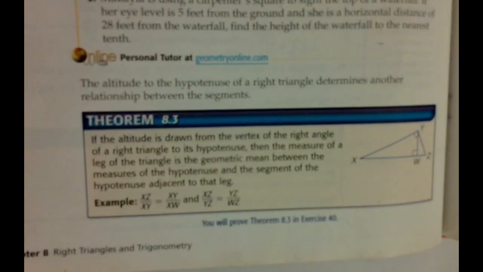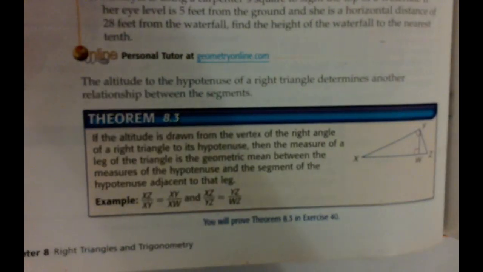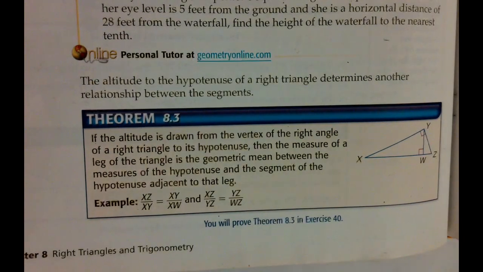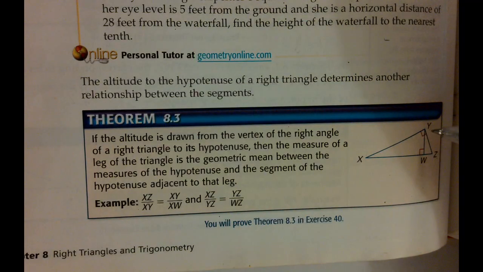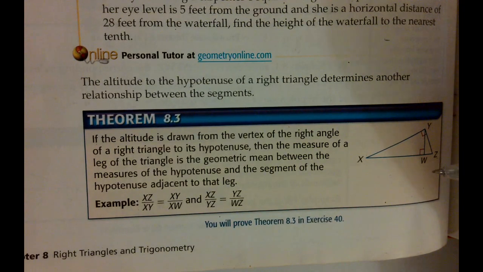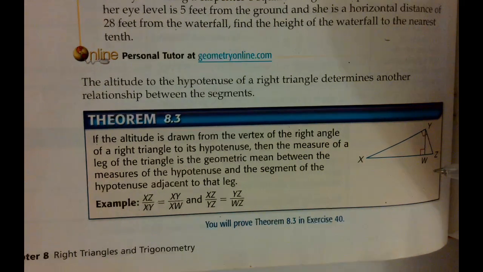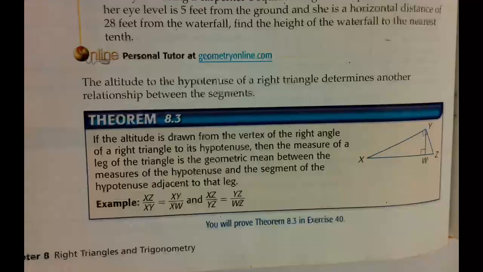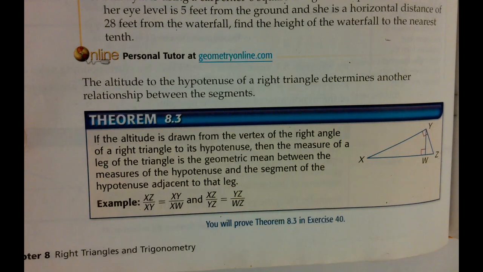we're going to talk about our last theorem for today. So, if the altitude is drawn, again, from the vertex of the right angle to the hypotenuse, then the measure of the leg of the triangle is the geometric mean between the measure of the hypotenuse and the segment of the hypotenuse adjacent to that leg. Okay, so what does that mean?